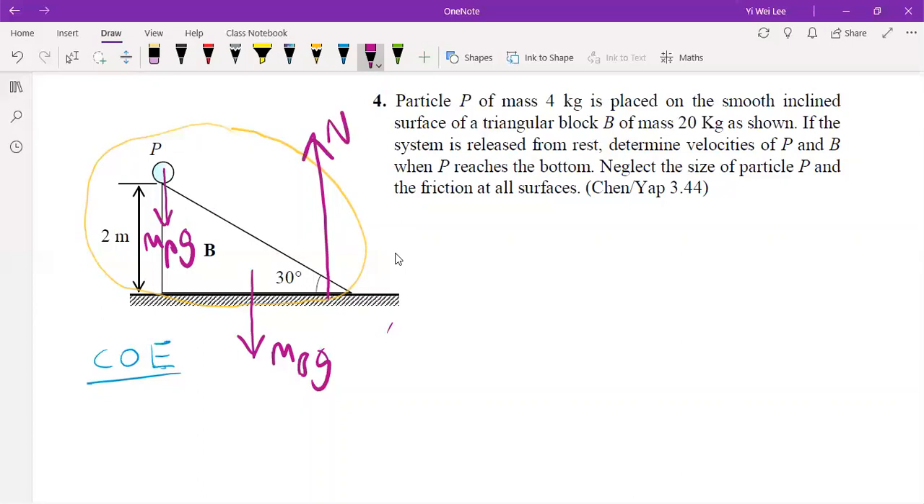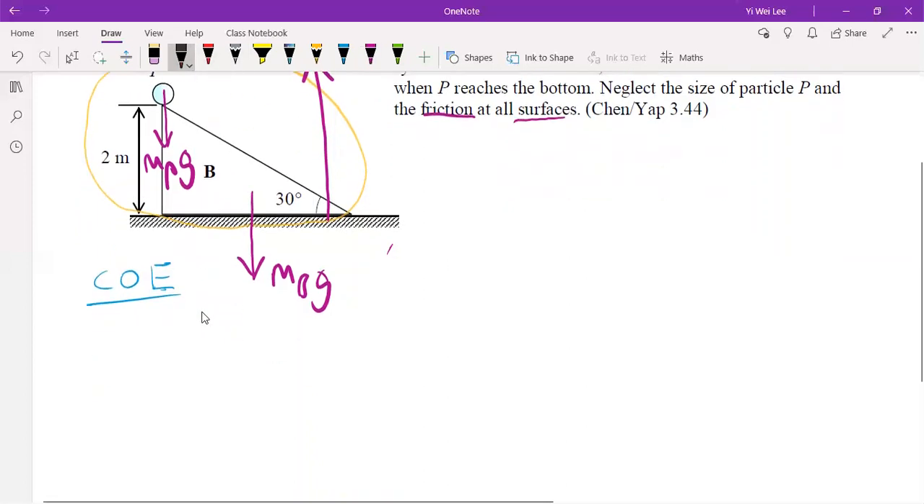Okay, interesting. There's actually three external forces acting on it, and there's actually no friction. Neglect friction on all surfaces. When there's no friction, it means that all the external force acting on this surface is vertical. But it doesn't matter. In this case, we just need to apply conservation of energy, and let's see how we solve this equation.